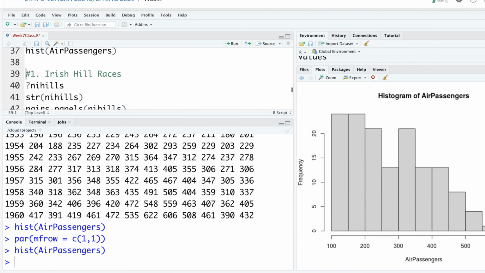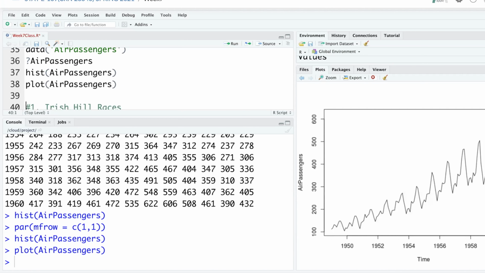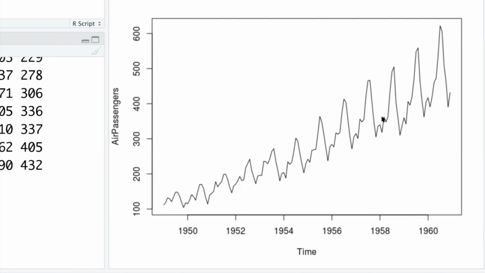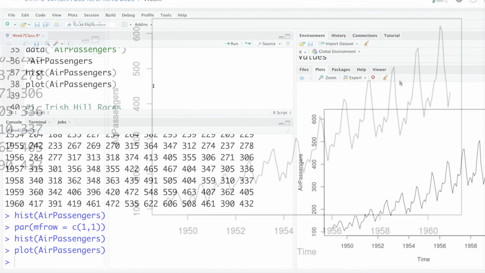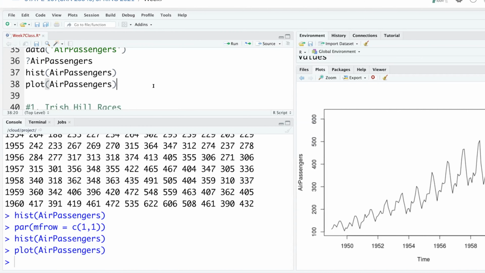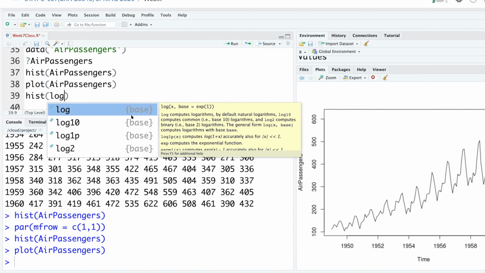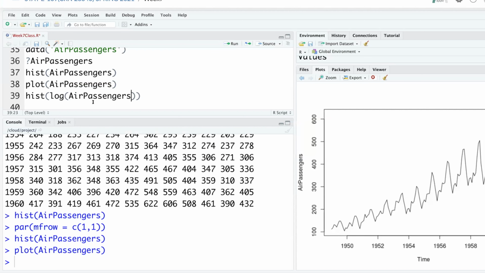Also, if you do a plot, this is time series data because one of the variables is time, and you can see fluctuations, peak season, off peak season, and so on. But one thing is very clear, the variability has been gradually increasing. So this is a good example where log transformation may help. If I do hist log, you will see that when you type log, it also tells you at what base. And if you need to change the base for any reason, you can always change it. So I'm going to keep it default. So log AirPassengers.